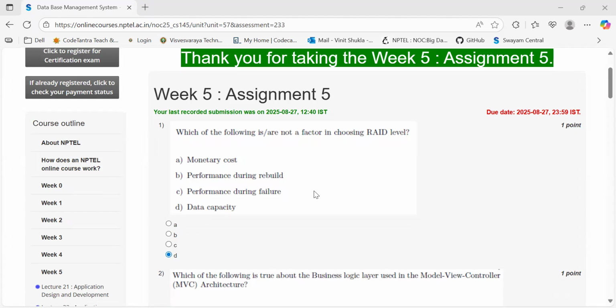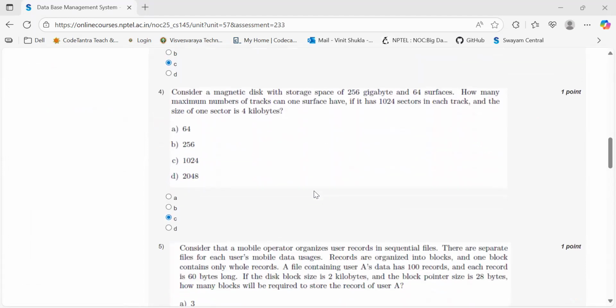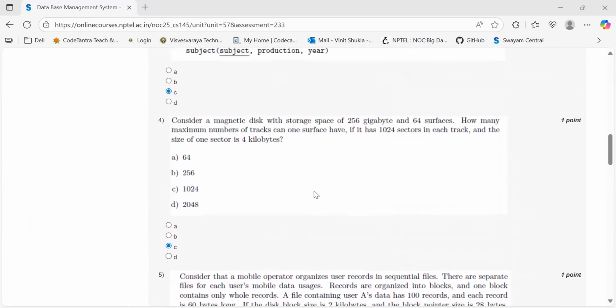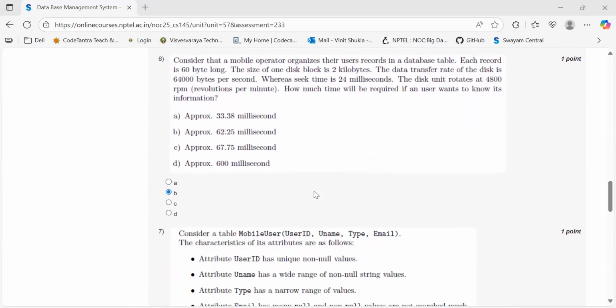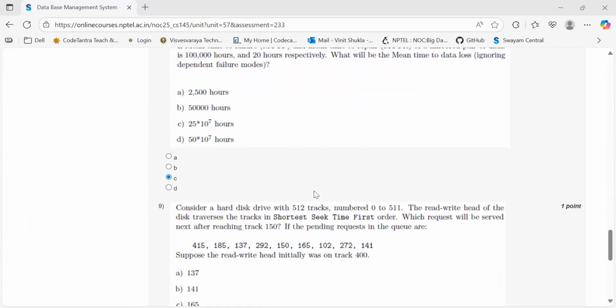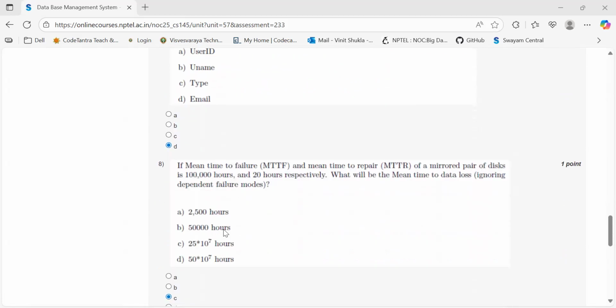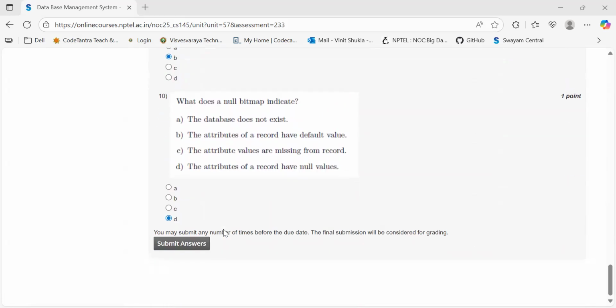For question number 1, option D, question 2, B and C, question number 3, C, question number 4, C, question number 5, B, question number 6, B, question number 7, D. It may be that question number 7, C also is correct, but here I'm going with D, because in that two conditions are given, which is satisfying the conditions. Based on that only, the closest answer: 7th D, 8th C, 9th B, 10th D.